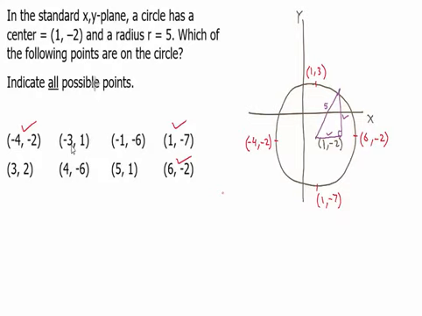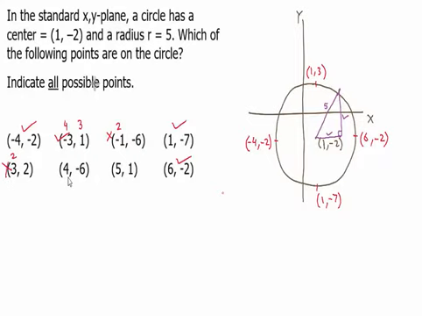The difference between -3 and 1 is 4, and the difference between 1 and -2 is 3. So this point passes the test and is therefore on the circle. The distance between -1 and 1 is 2. So it's not going to give us a 3, 4, 5 triangle. So this point is not on the circle. 3, 2. The distance between 3 and 1 is 2 units. So this is not going to work.